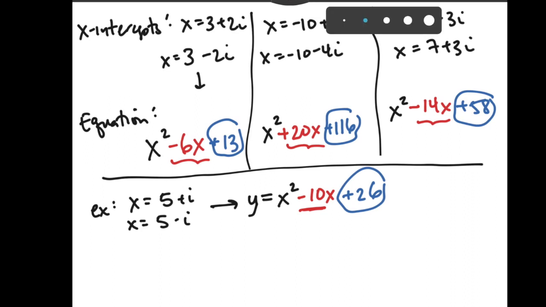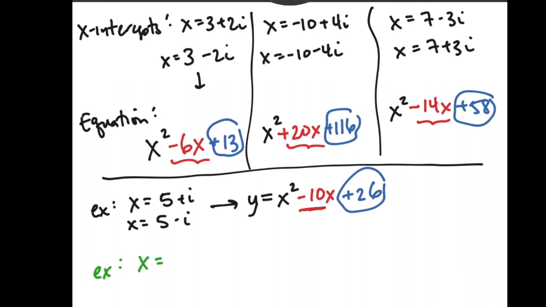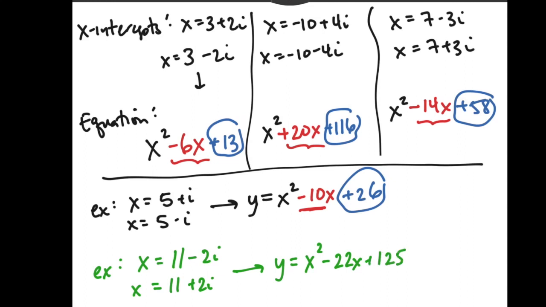Let's try one more. If I give you x equals 11 minus 2i and 11 plus 2i, I can tell you right away my answer is going to be y equals x squared minus 22x plus 125. So what is the shortcut?